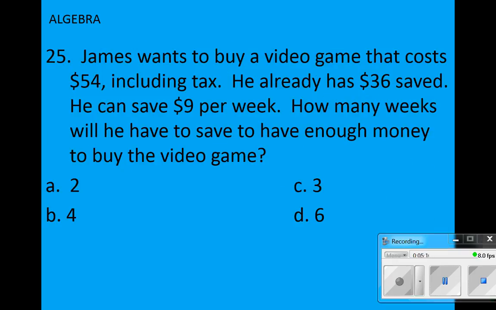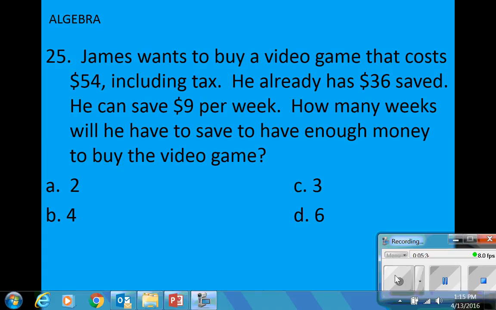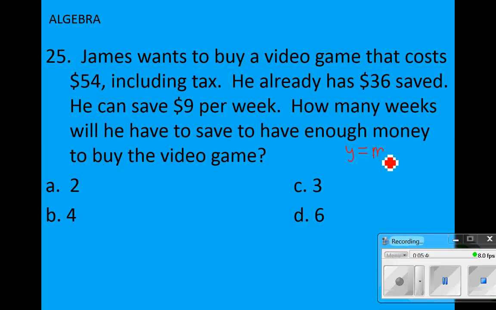Question 25. James wants to buy a video game that costs $54, including tax. He already has saved $36. He can save $9 per week. How many weeks will he have to save to have enough money to buy the video game? I'm going to write an equation for this one, and I'm going to use y equals mx plus b. And I know that I need to replace the m and the b because those are going to be the first ones I can identify. The m is going to be 9 because it's $9 per week, and that's going to be reoccurring every single time. The b is going to be how much he already has.